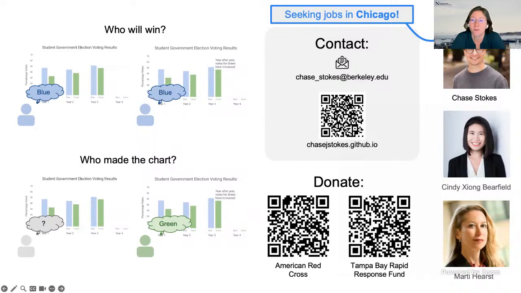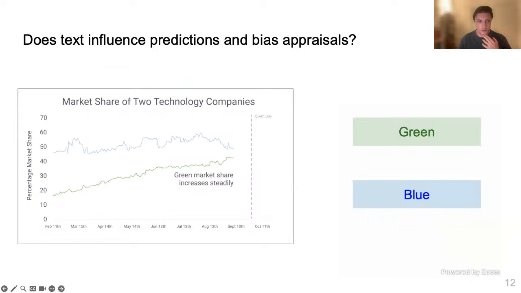So one thing I was curious about is whether you considered use cases other than this voting use case. And if you didn't study them, what use cases would you most like to look into further that might alter the results? Yes, so we did look at this sort of market share case about technology companies. That was one other topic that we looked at, and the findings were consistent for the bias appraisals, but inconsistent for the predictions there.